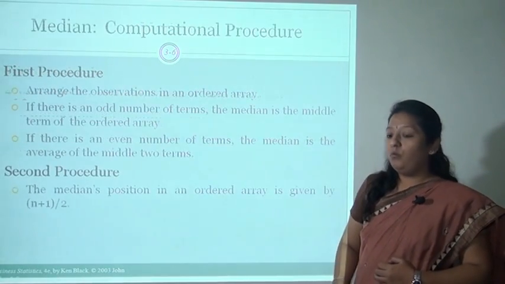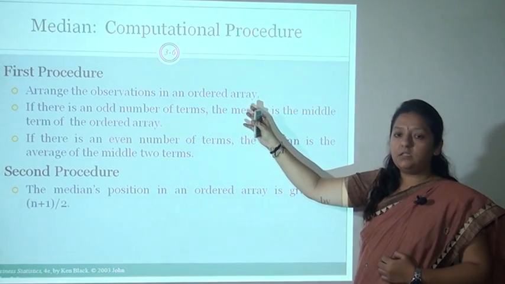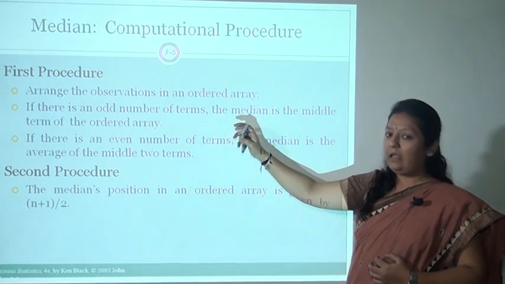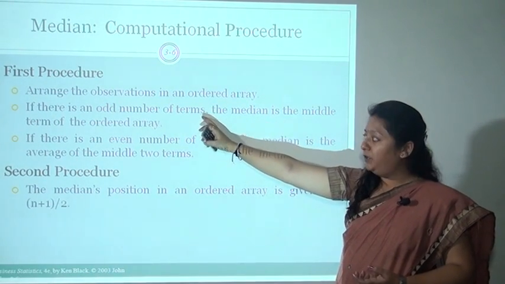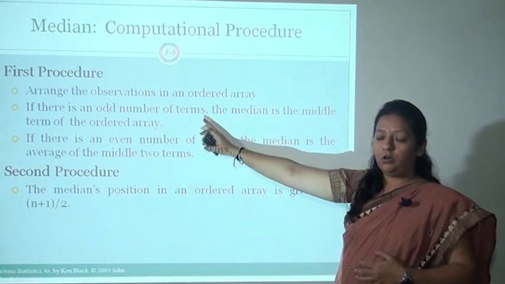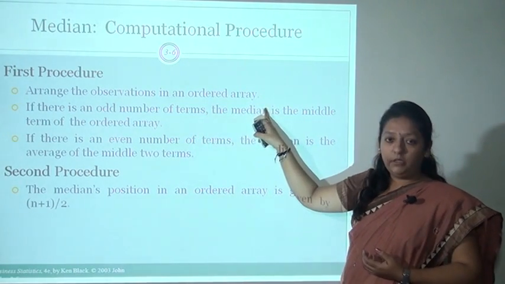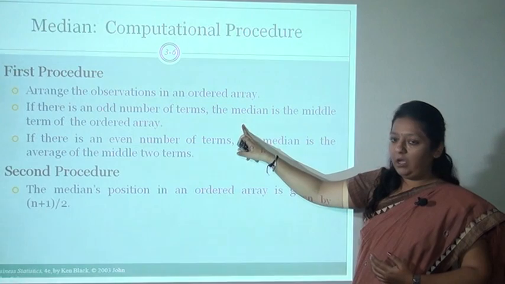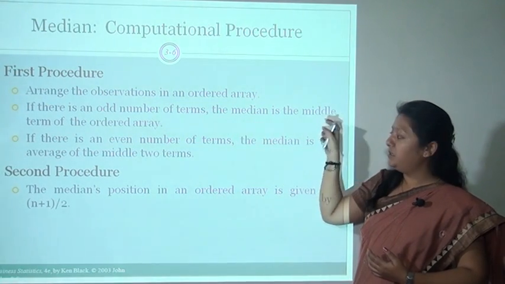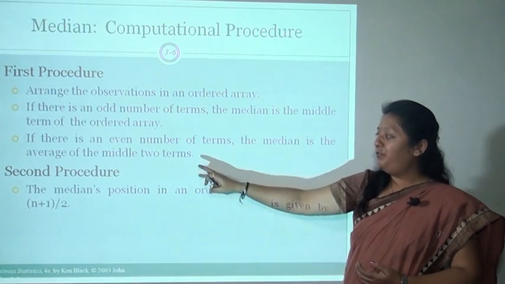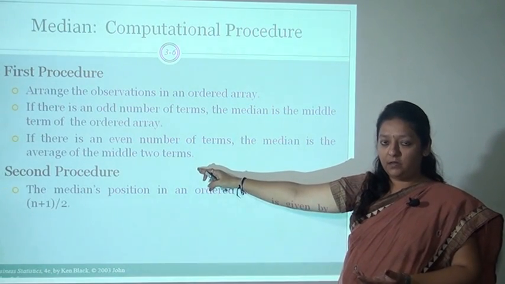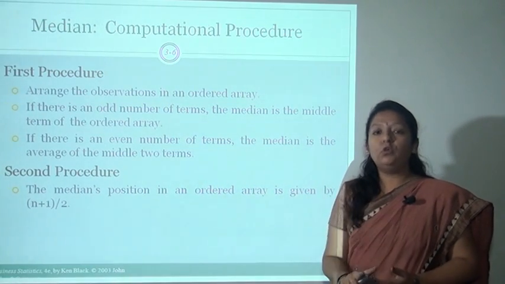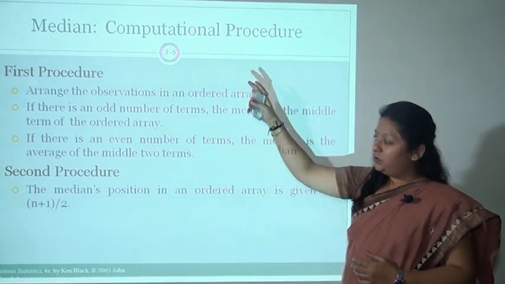Now we'll understand the steps that are performed in order to calculate the median. The first step in calculating the median is to arrange your observations into an ordered array, or in ascending order. Second, if there is an odd number of items in the data set, the median is the middle term, and if there is an even number of items in the data set, the median is the average of the two items in the middle. So this is the first procedure.